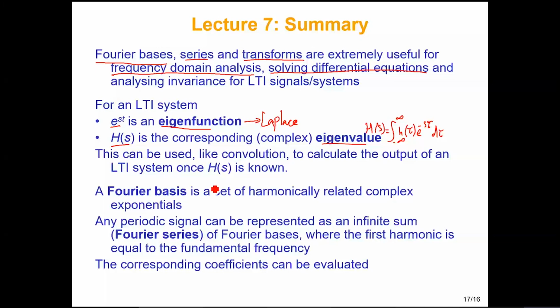We also talked about Fourier basis functions, which are basically a set of harmonically related complex exponentials. And we showed that any periodic signal can be represented as an infinite sum of Fourier basis functions, where the first harmonic is equal to the fundamental frequency, and the other harmonics are basically multiples of that fundamental frequency. And we also derived the formula for computing the coefficients of the Fourier series. So this was the summary of what we covered in this.